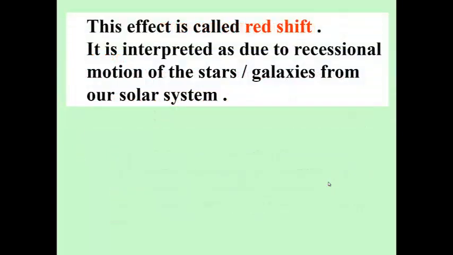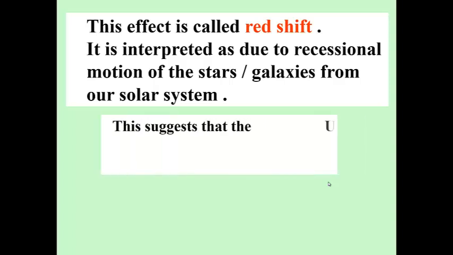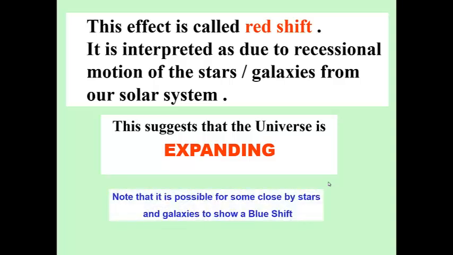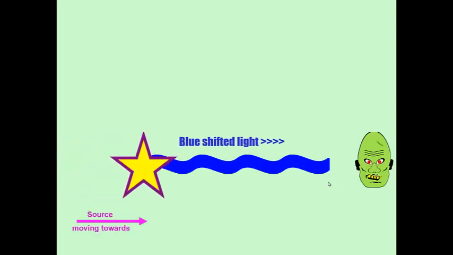This red shift is due to basically the motion of the stars and the galaxies moving away from our solar system, suggesting that the universe is expanding. But for some of the close stars, we might actually see a blue shift, and that's because of the rotation of the galaxy close to us. So, blue shift, red shift.